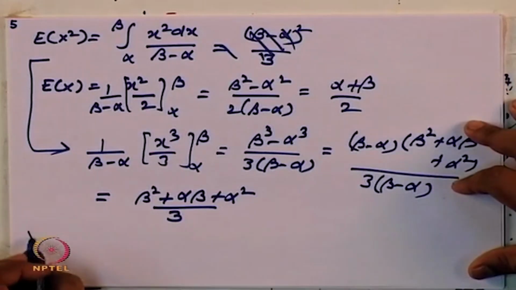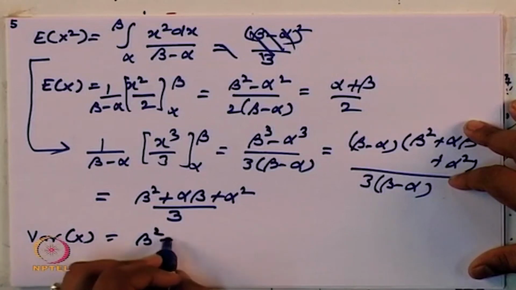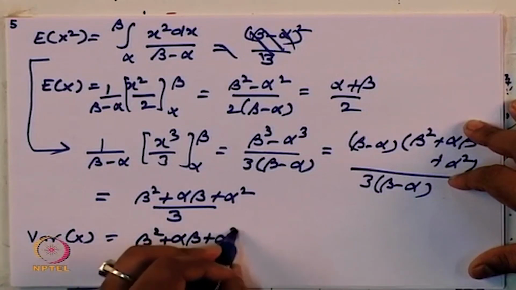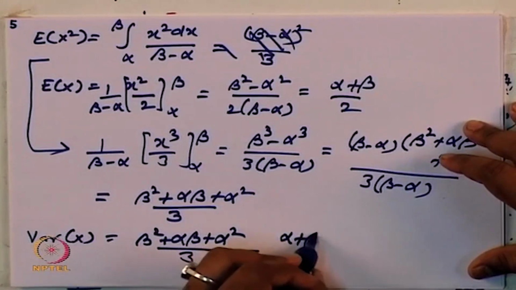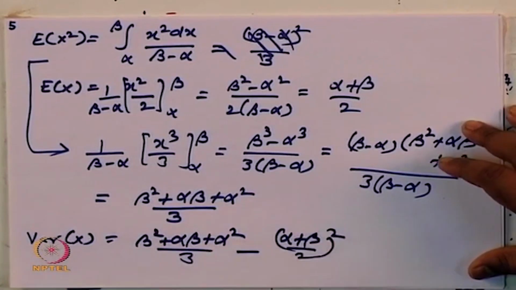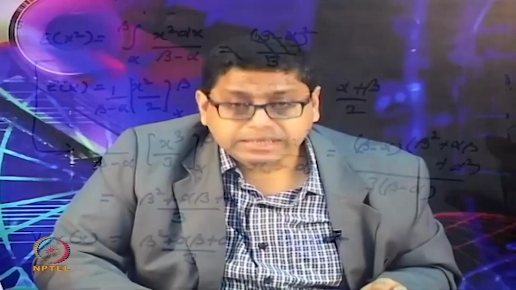So, your variance of x then becomes beta square plus alpha beta plus alpha square by 3 minus alpha plus beta by 2 whole square. You can simplify this and see what value you get. So, that brings our discussion of the uniform distribution to a close.